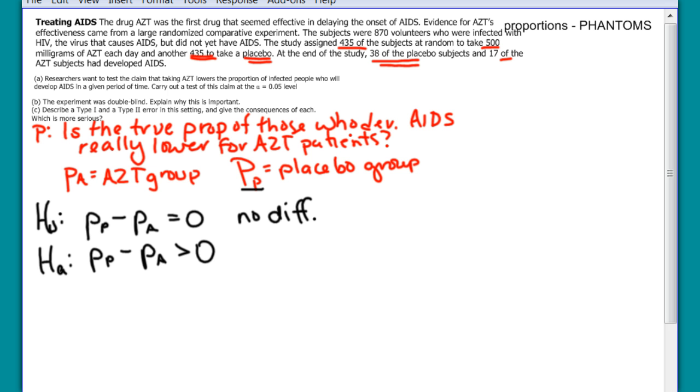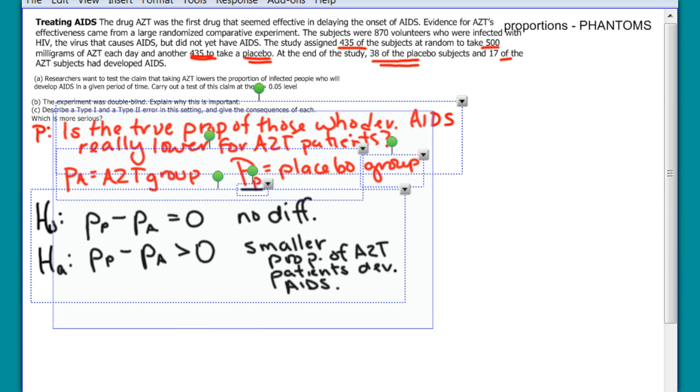That would mean that a smaller proportion of AZT participants, patients we'll call them, developed AIDS. All right, so I've got everything laid out. I feel like I'm good to go. Let's start checking our assumptions.